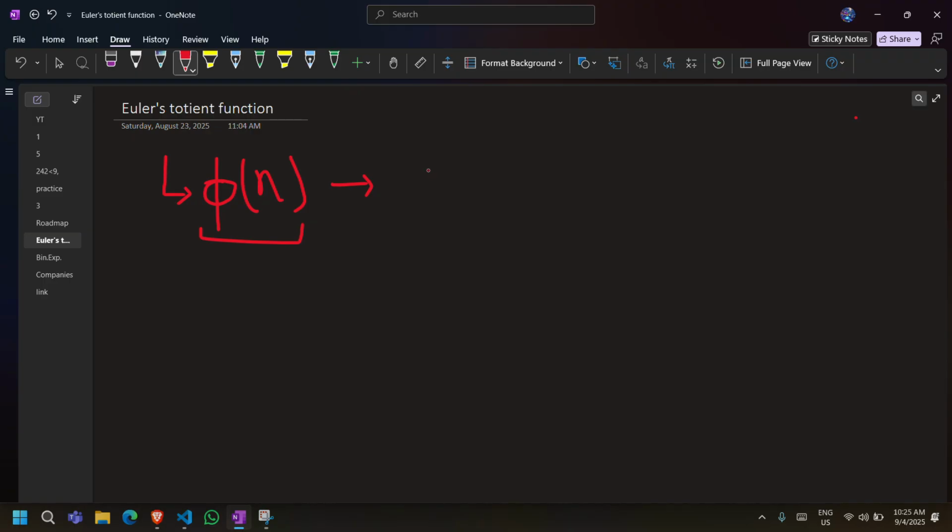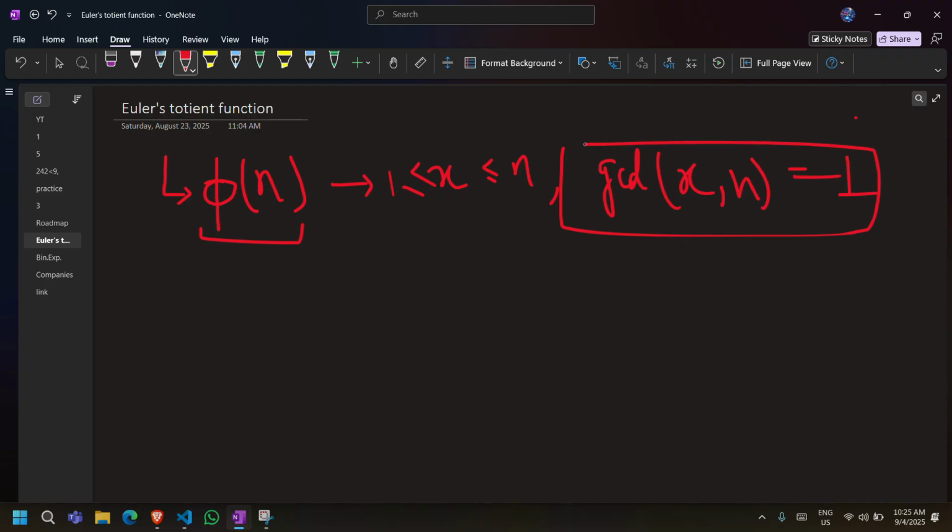It is basically the number of integers x between 1 and n whose GCD with n equals 1, which means co-prime to n.